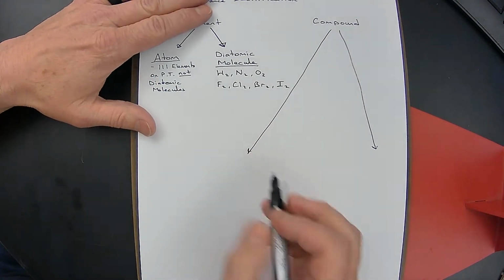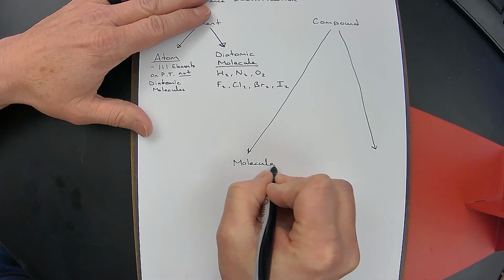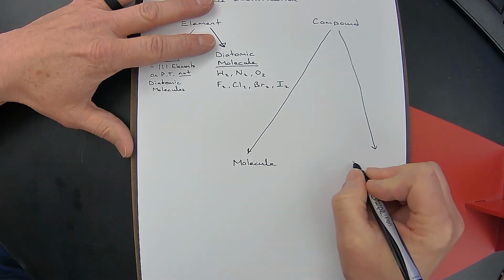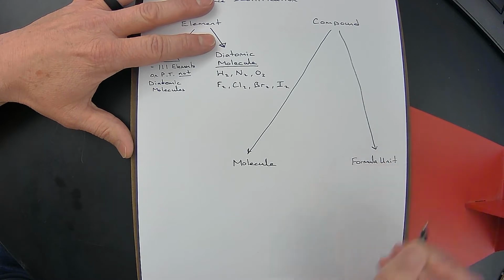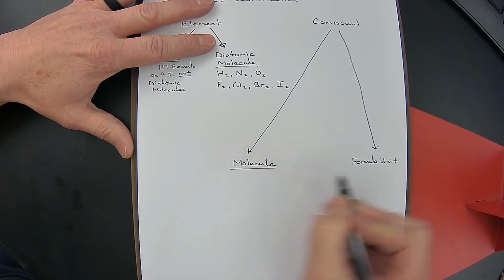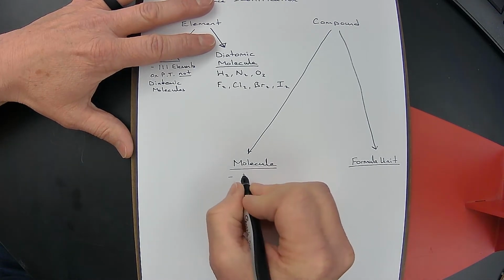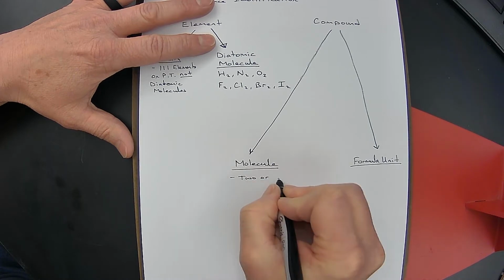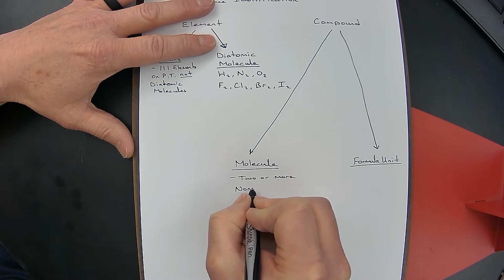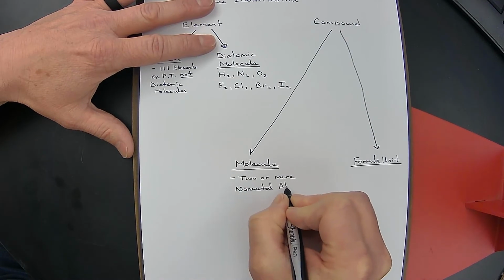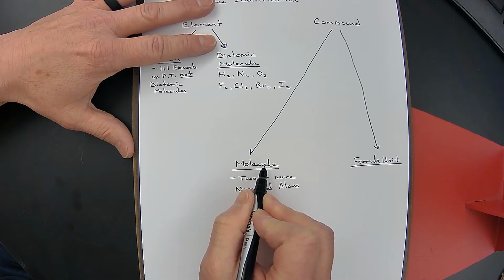My compound can either be a molecule or it can be labeled as a formula unit. Now, the difference between a molecule and a formula unit is that a molecule, you're dealing with 2 or more non-metal atoms, 2 or more non-metal atoms sharing electrons, making an individual molecule.